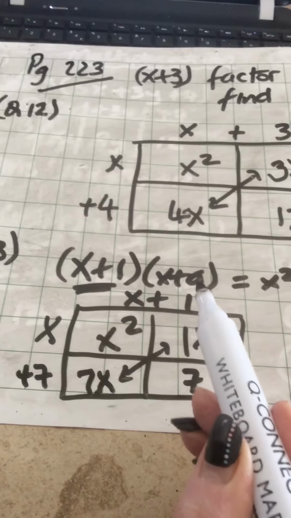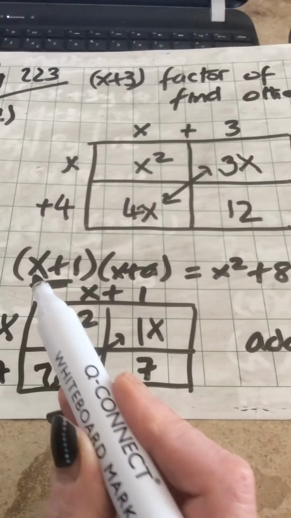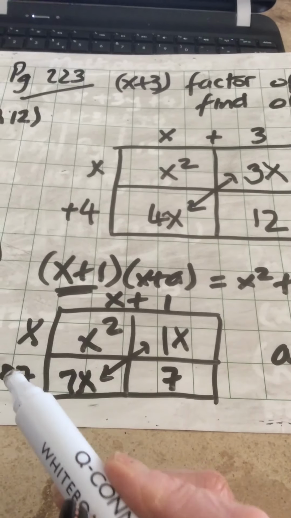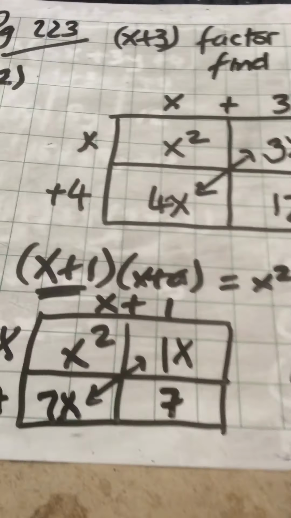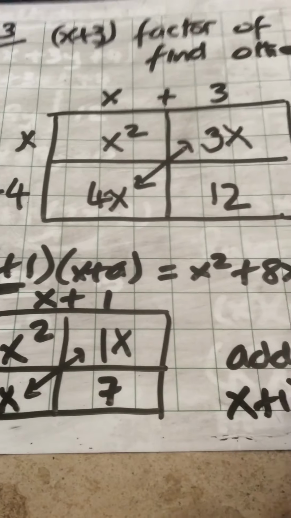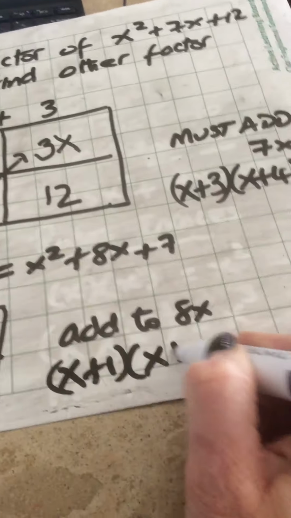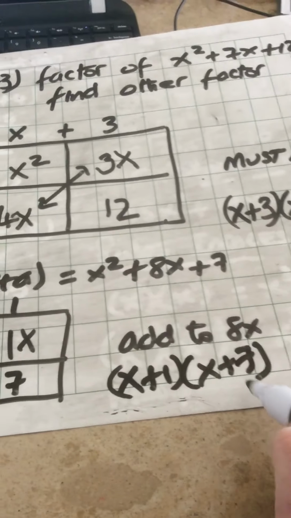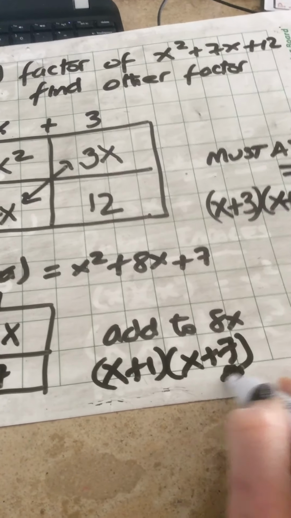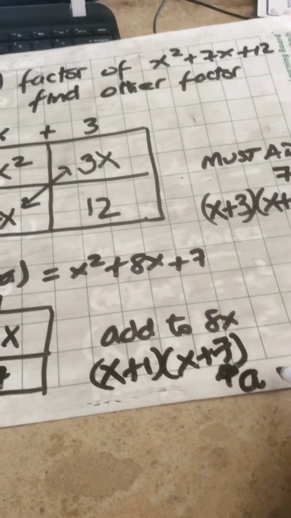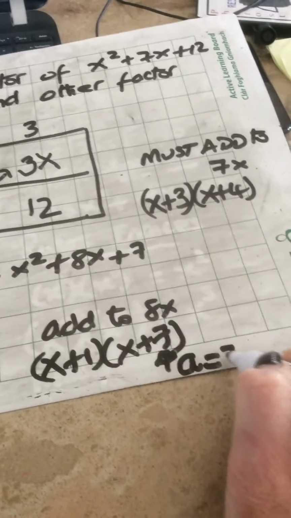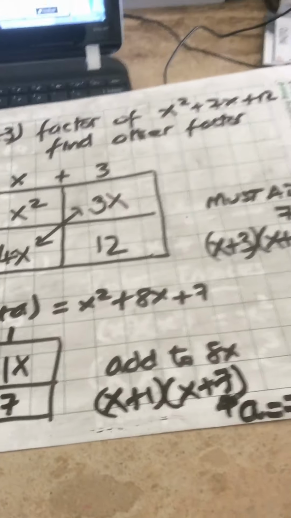So what is the value of a? a is plus 7 because it's x plus 1 times x plus 7. So if I write it down here, x plus 1 times x plus 7. So therefore that there is my a. a is equal to 7. That's what you were asked.